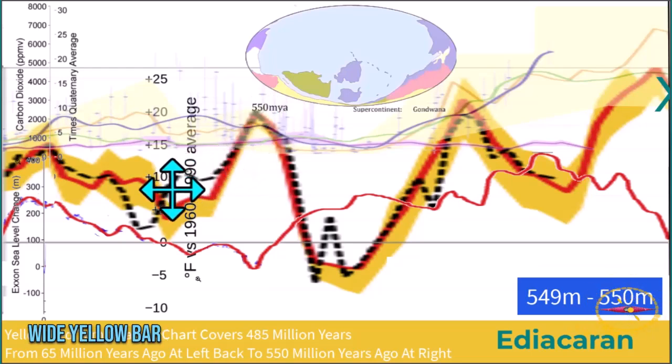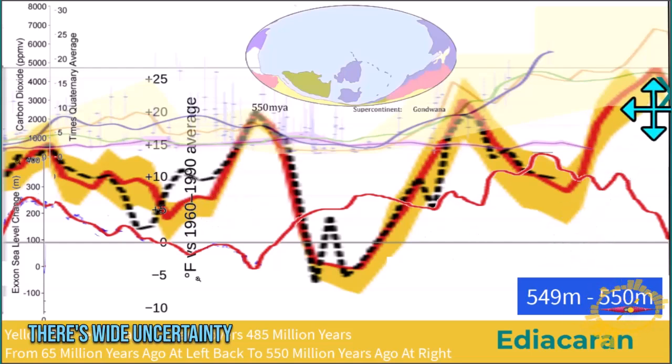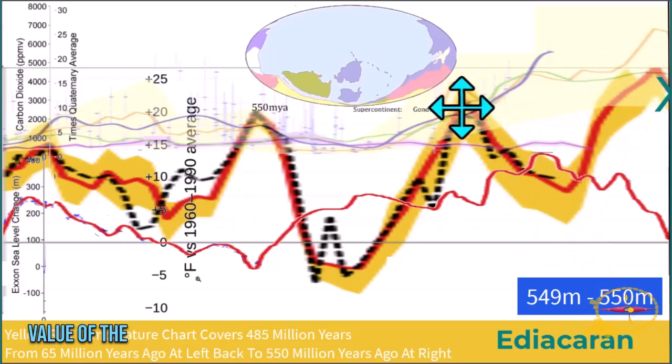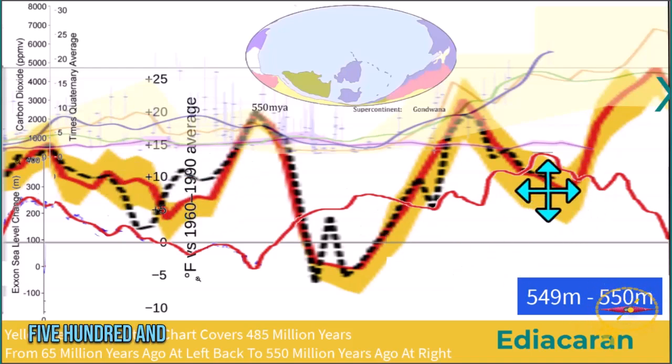There's also this wide yellow bar here following the temperature graph that indicates areas where there's wide uncertainty in the specific value of the temperature at that point in time. We'll start out 550 million years in the past.